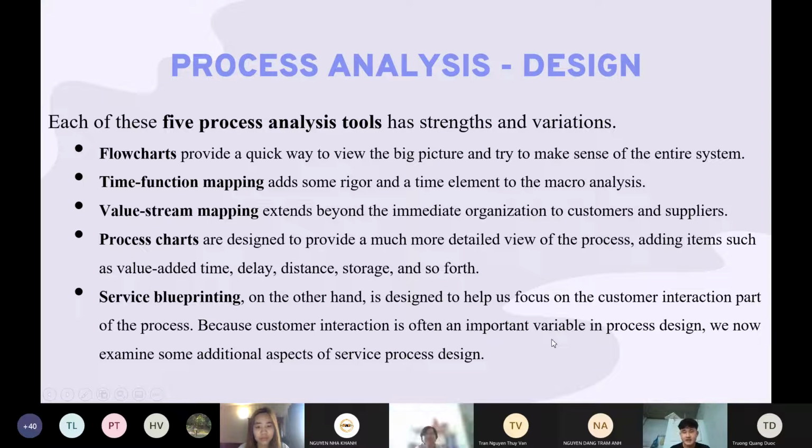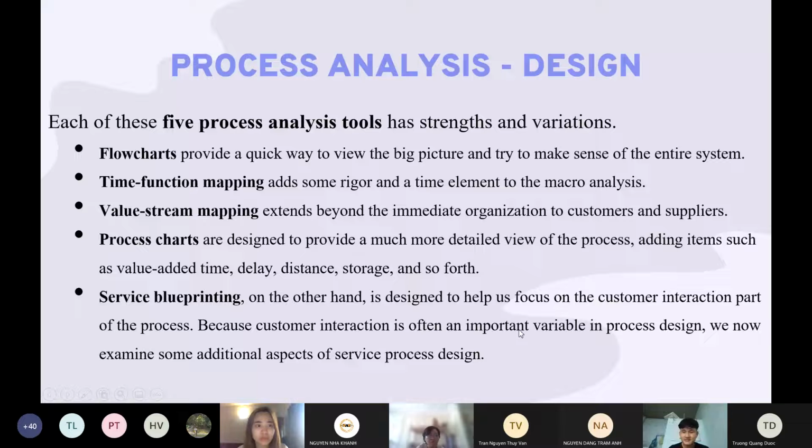The time function mapping adds a time element to the macro analysis. The value stream mapping extends beyond the immediate organization to customers and suppliers. Process charts are designed to provide a much more detailed view of the process, adding items such as value added time, delay, storage, and so forth.